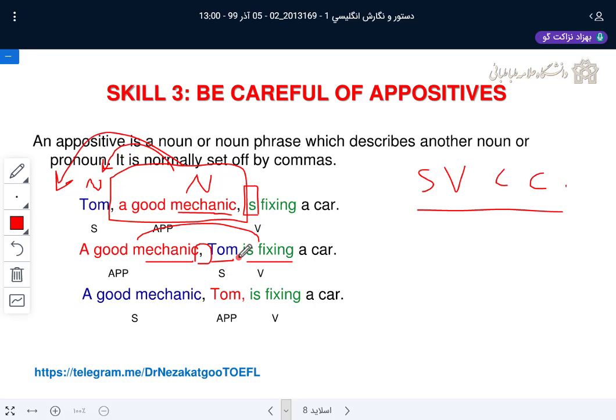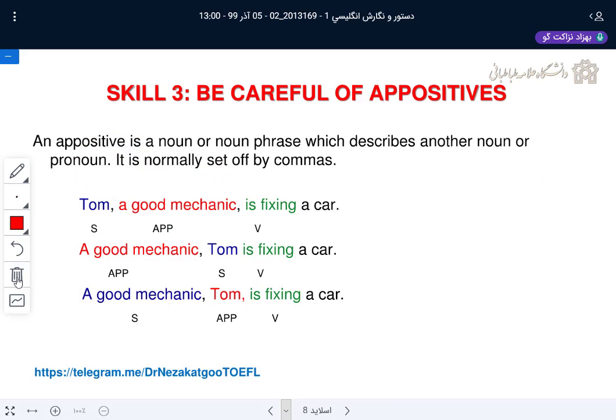So with a comma, if I put a comma here, in that case, mechanic is the subject, Tom is the appositive. Okay? If we put 2 commas here, actually Tom is surrounded by 2 commas. In that case, Tom is an appositive and mechanic is the subject.